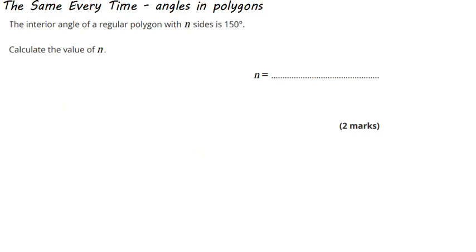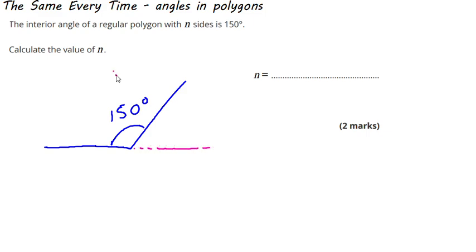Which is the same as the number of angles. Now, if we just think about one corner of our polygon, there we go, there's one corner of our polygon. The interior angle is 150 degrees, and if I draw in the exterior angle, because the interior angle and the exterior angle are on a straight line, the exterior angle would have to be 30 degrees, because they must add up to make 180. So the size of one exterior angle is going to be 30 degrees.